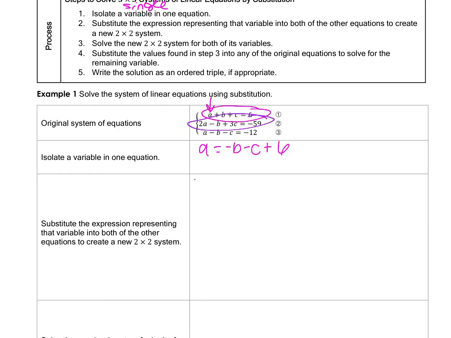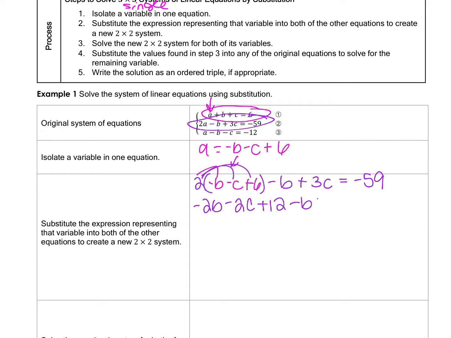So I'm going to have 2, now I know a, minus b plus 3c equals negative 59. In place of my a, I'm plugging in what a equals, so negative b minus c plus 6. I'm going to need to distribute. That's negative 2b minus 2c plus 12, and then just bringing everything else down.